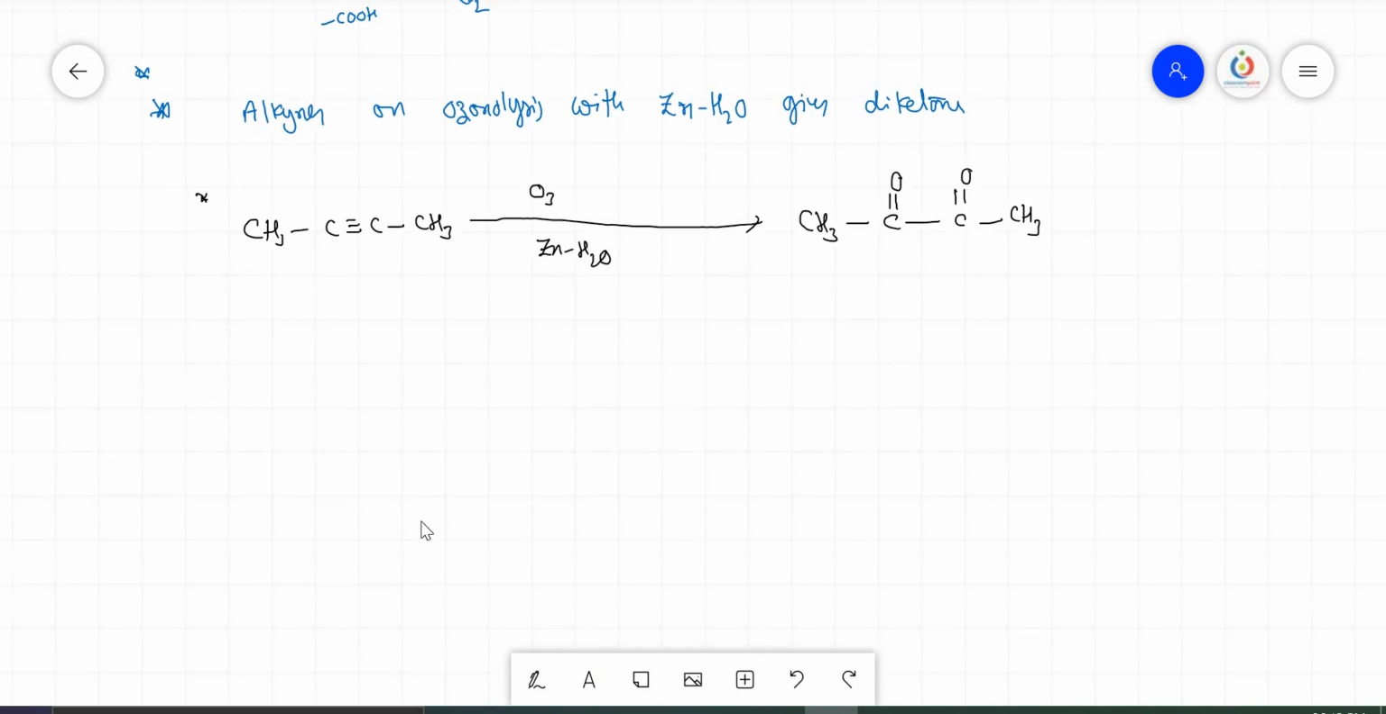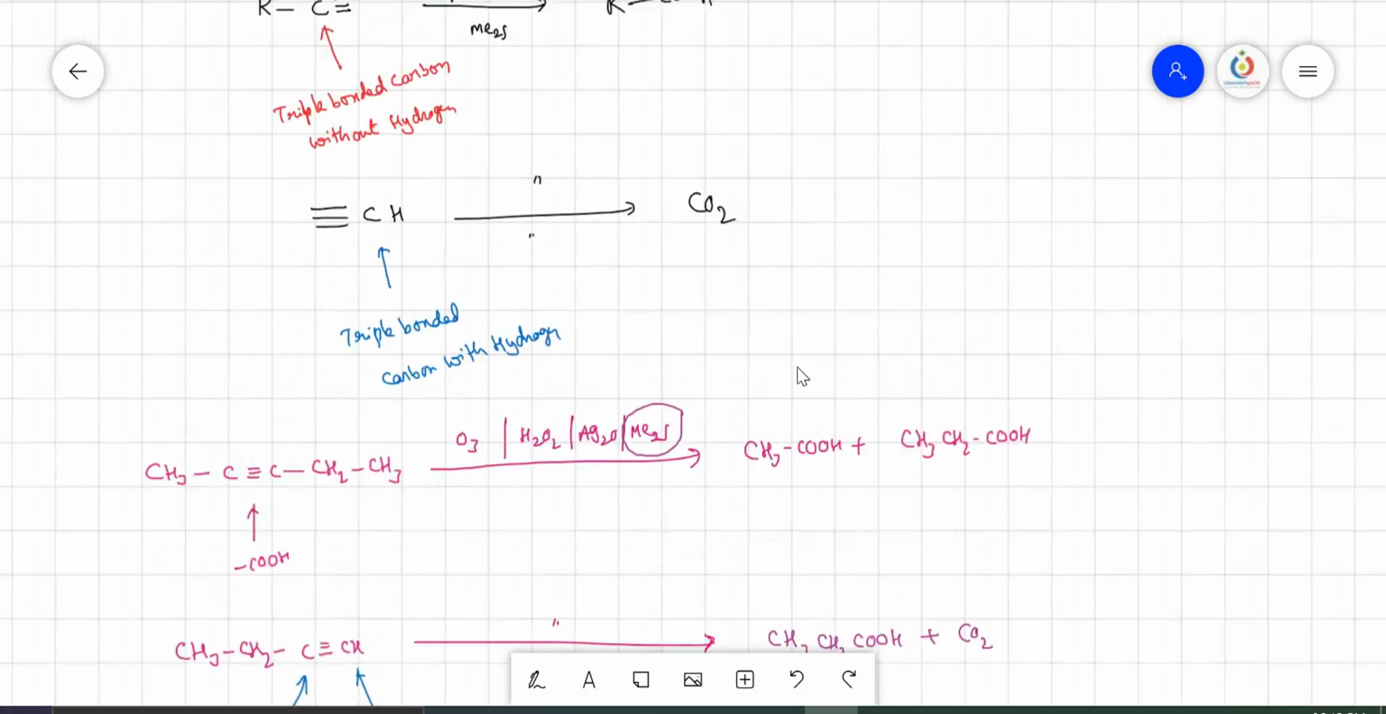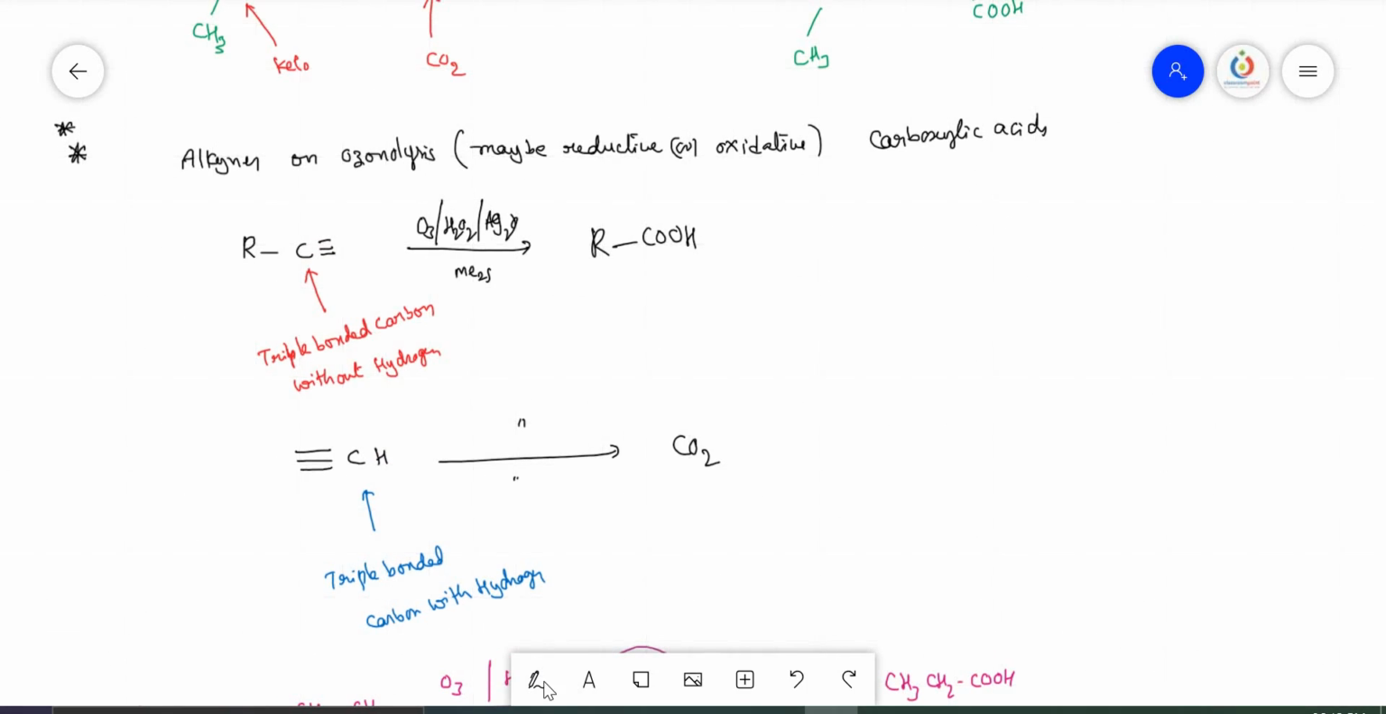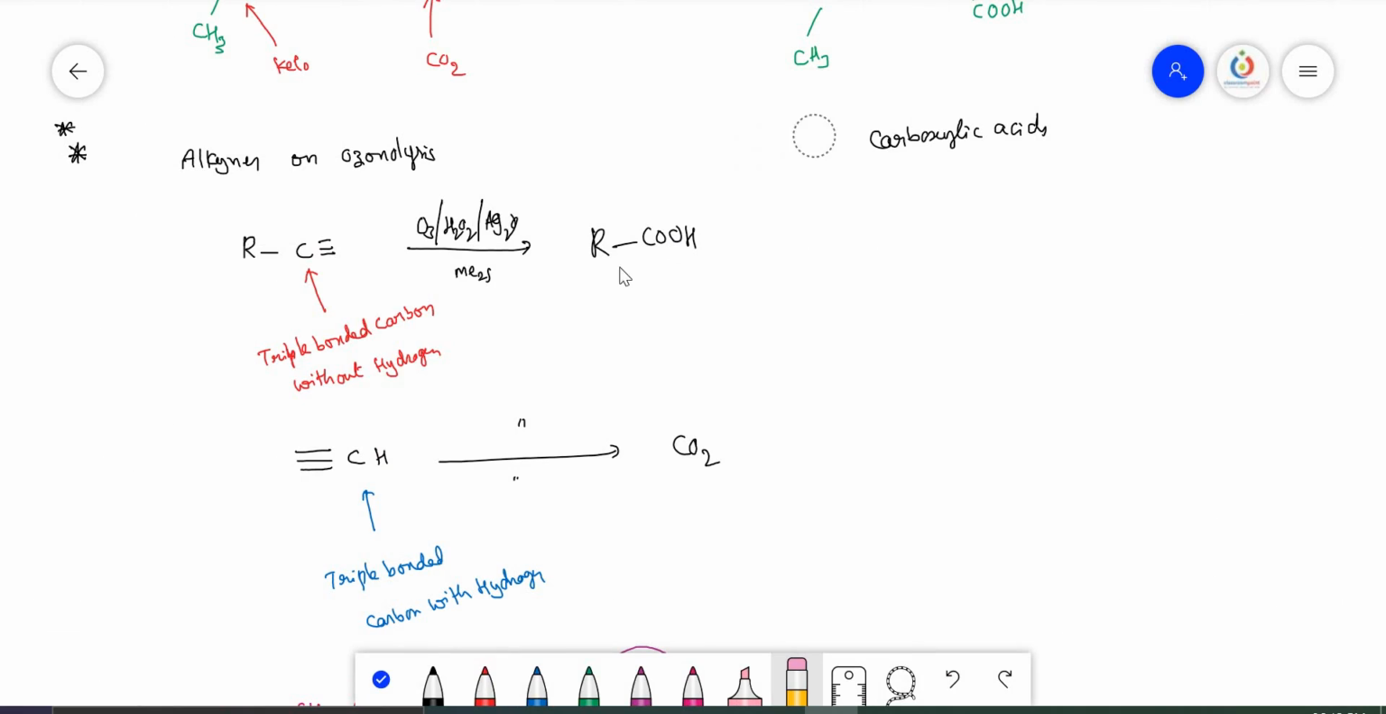So I will mention here that Me2S also gives the oxidative ozonolysis products. Simply that, and here I will mention that it also acts as an oxidizing agent.